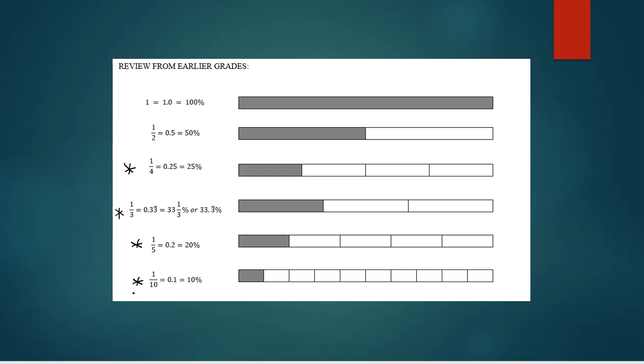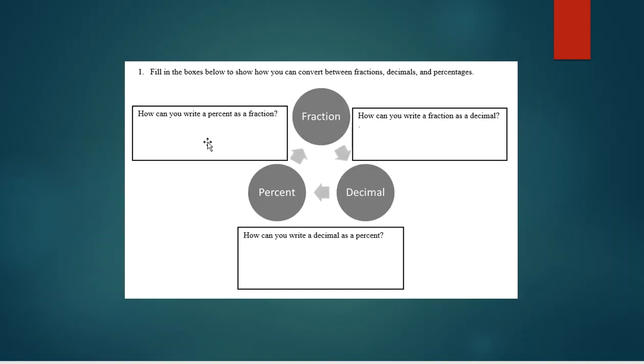If you have forgotten how to change a fraction to a decimal and then to a percent, let's take some notes about that. Okay, so take out a piece of paper, make sure you have something to write with, and you need to have some notes about how you can write a fraction as a decimal, and how you can write a decimal as a percent, and how you can write a percent as a fraction. Because in this class, you need to be able to go between the 3 different versions of the same number.